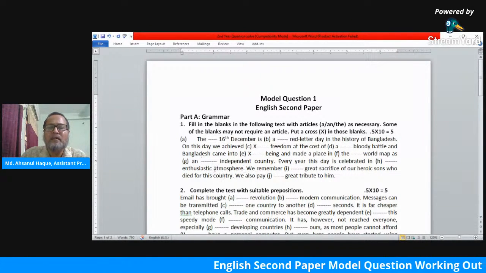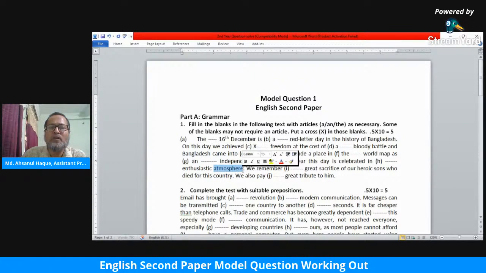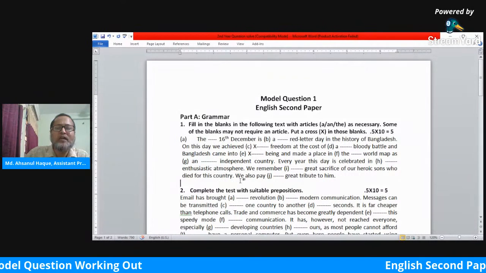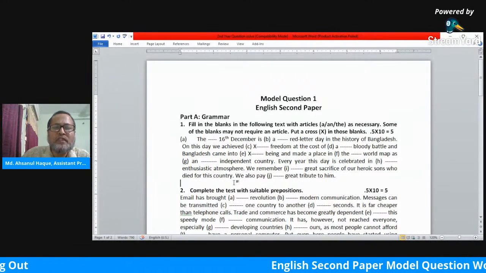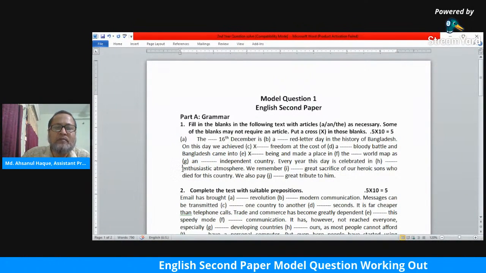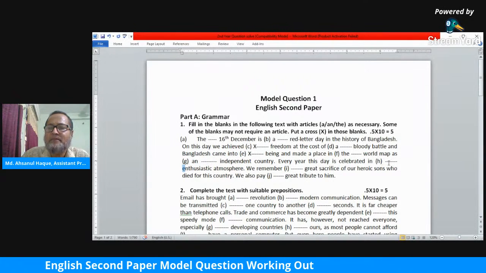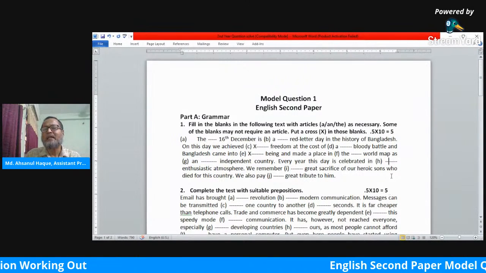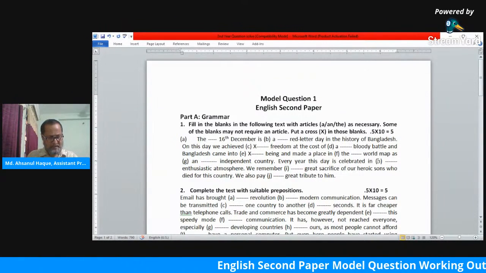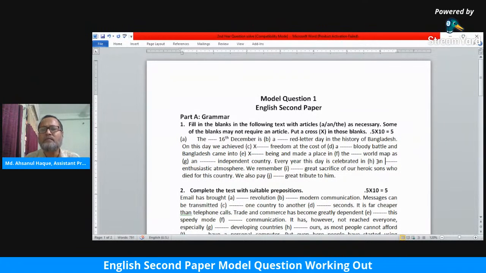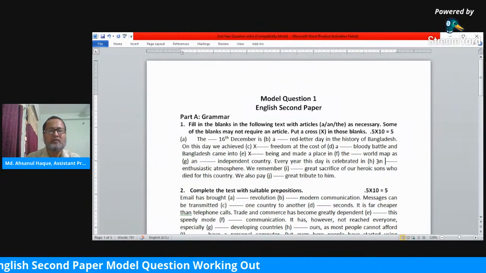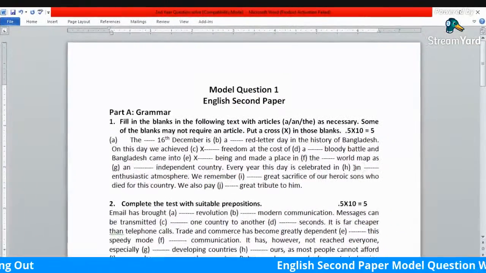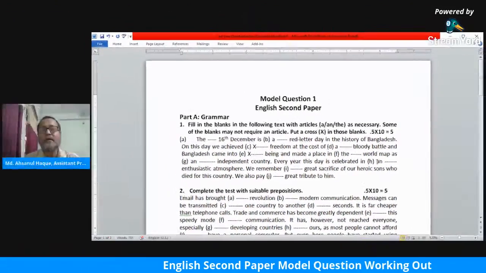Another noun, atmosphere. It's a countable noun: atmosphere, atmospheres, because we can make it plural. The word enthusiastic begins with the vowel E, so there should be 'an'. Every year this day is celebrated in an enthusiastic atmosphere. Enthusiastic means interesting.